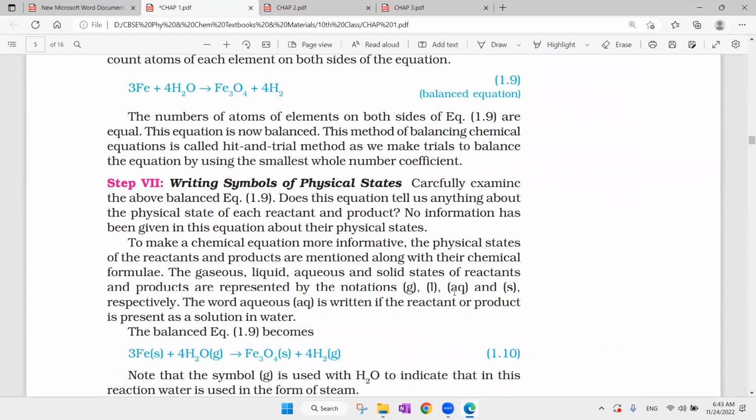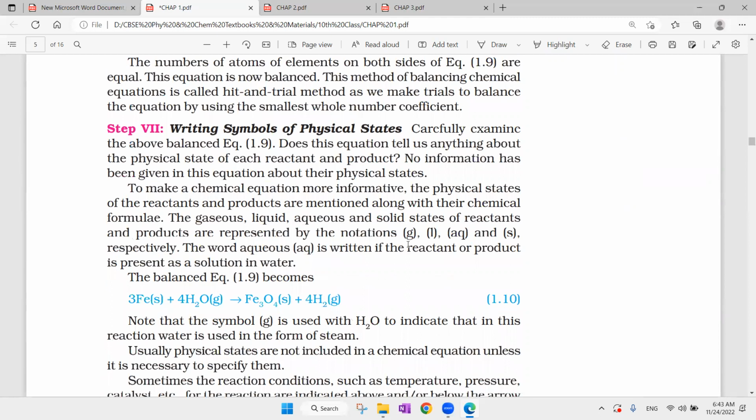So how to write physical states? G stands for gas, L stands for liquid, AQ stands for aqueous, S stands for solid. These symbols are important.